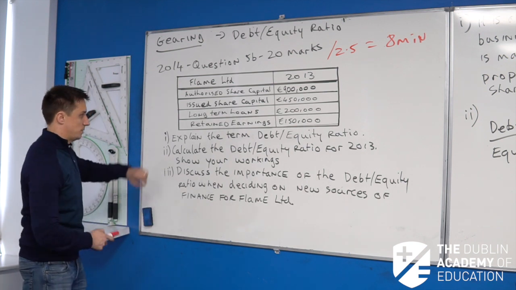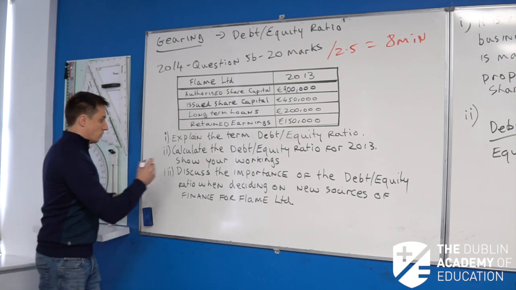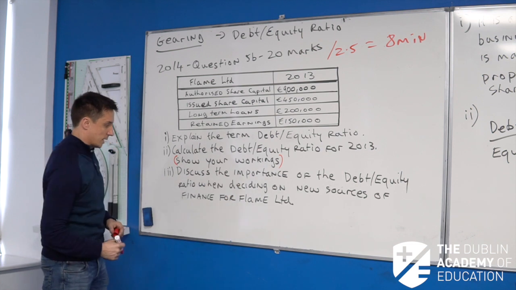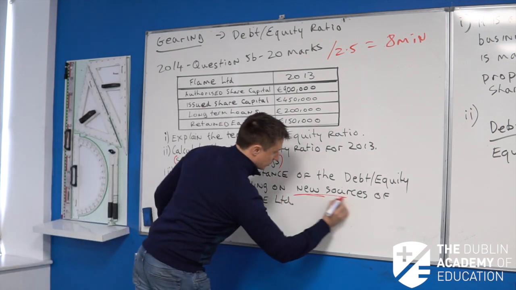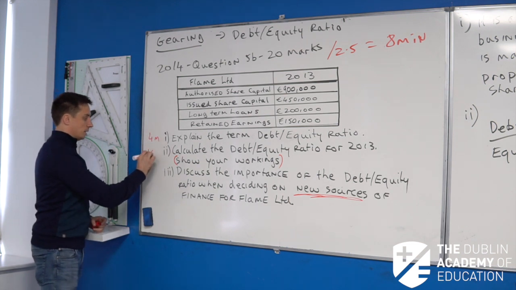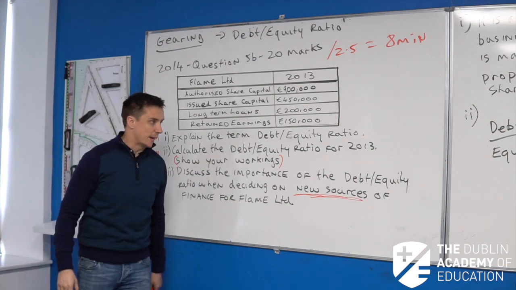They broke this question into 3 parts. Explain the term debt equity ratio, calculate the debt equity ratio 2013, of course show your workings, make sure you spot that, and then discuss the importance of debt equity ratio if they're deciding on new sources of finance. Okay, good. So what they did there, the marking scheme, that was 4 marks, that was 10 marks, that was 6 marks there, okay? So the first thing there, guys, explain the term debt equity ratio.